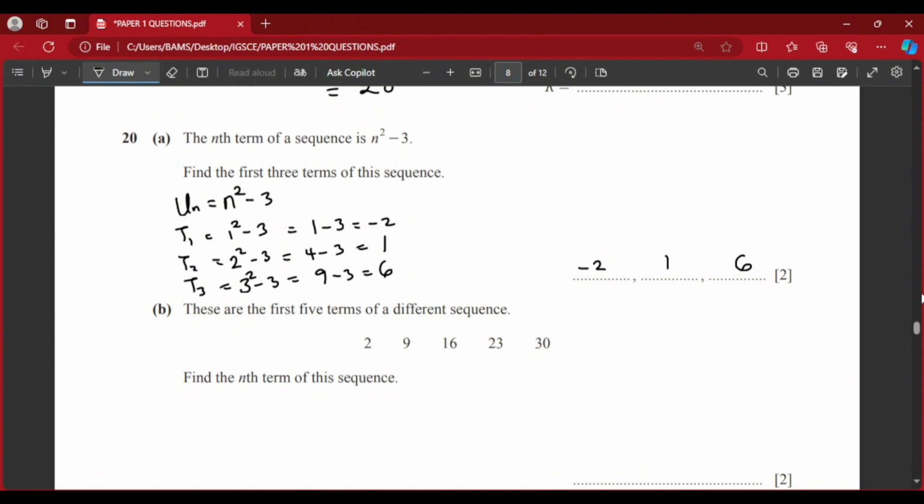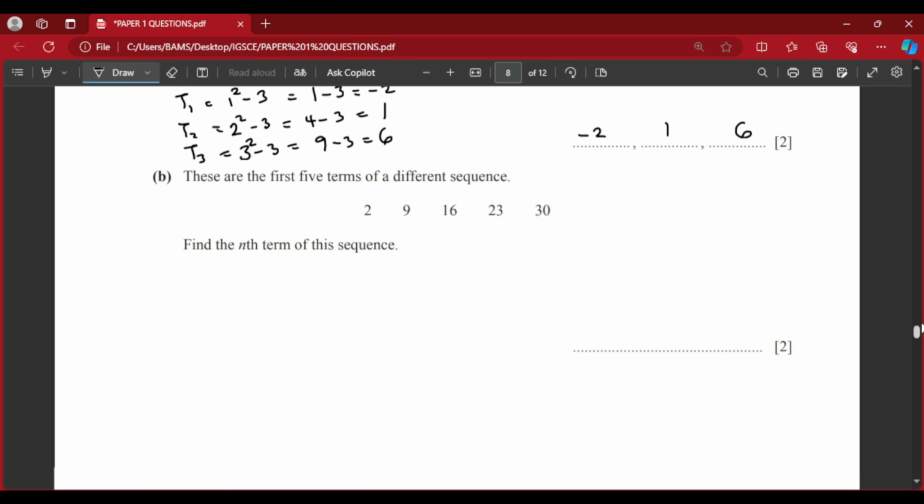Now, part B says there are 5 terms. These are the first 5 terms of a different sequence. So we are not talking about this one now. This is new. So we want to find the nth term of this particular one. What do you notice? You notice that if I add 7 to this, I would get 9, right? If I add 7 to this, I will get 16. If I add 7 to this, I will get 23, which means that this is an arithmetic progression.